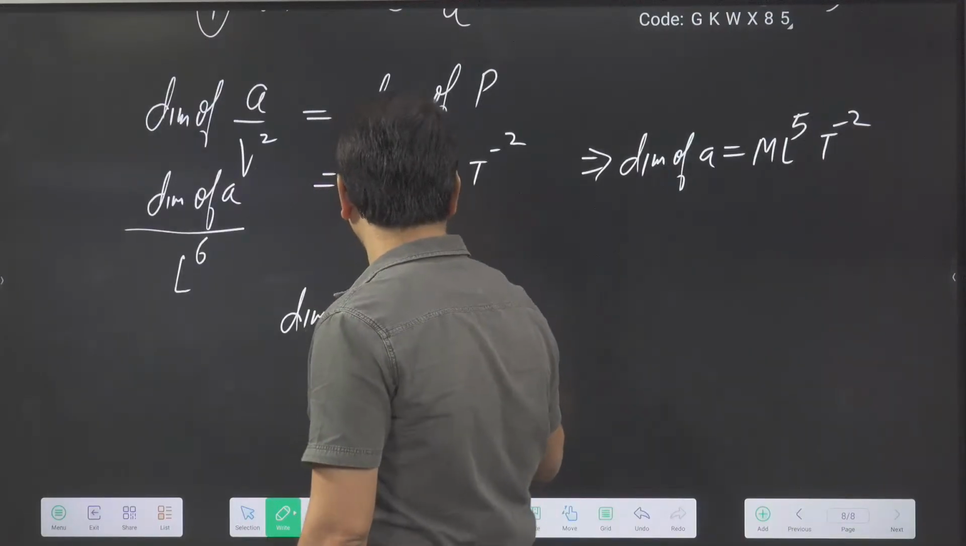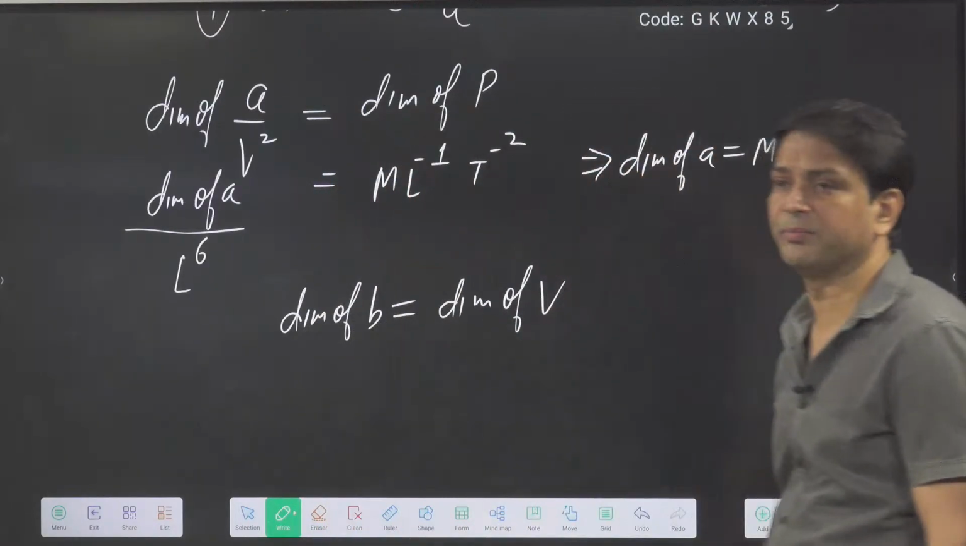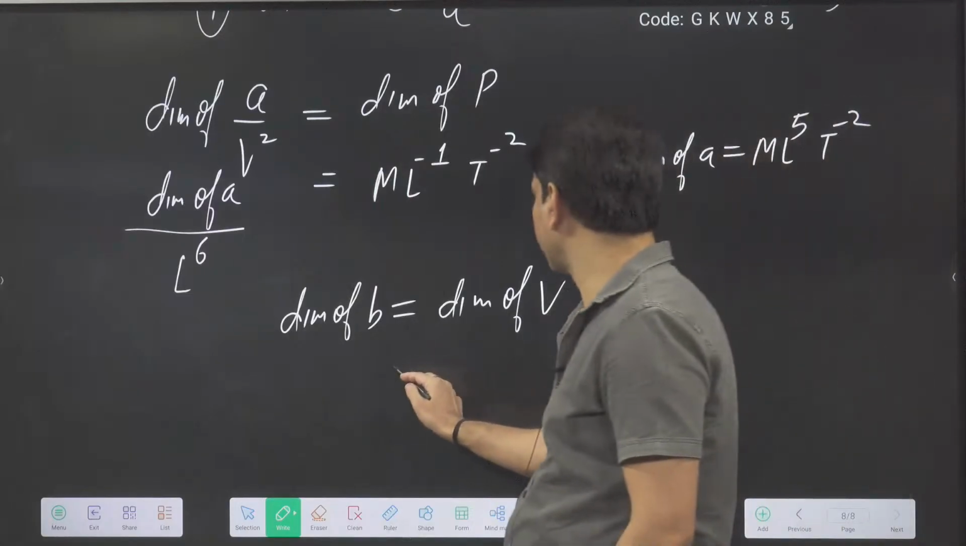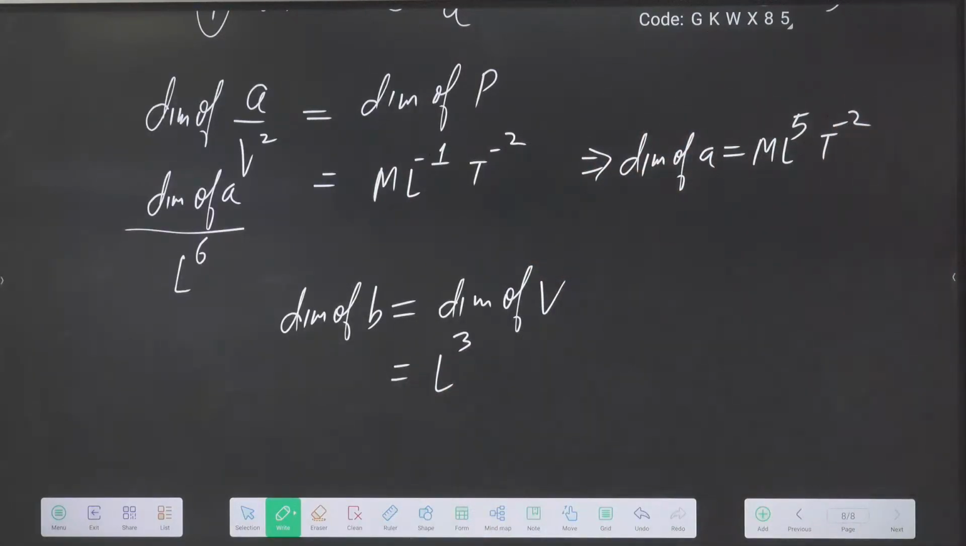Dimension of B is what? Dimension of volume. Why? I am subtracting the B from the V. Now volume dimension is what? L cube. You got that A and B dimension. Now what is the energy dimension? ML square T minus 2.